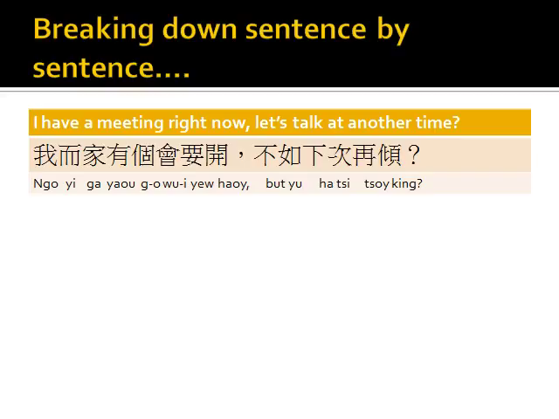Joy means again in Cantonese, and king is actually chatting in Cantonese. So in this very instance, 不如下次 means how about next time, and 再傾 is to chat again. So the whole context would mean let's talk at another time.